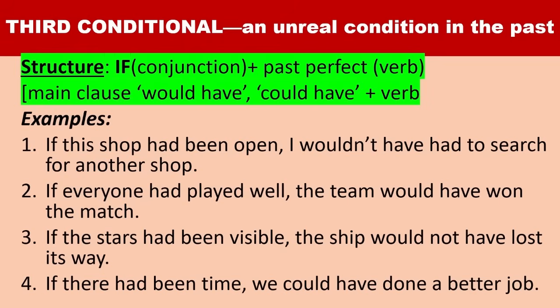This unreal possibility is where we use the past perfect form. Perfect tenses are always tenses which are complete. So past perfect, and would have or could have form for the main clause along with the verb.